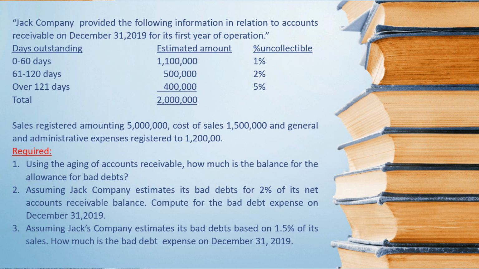Second requirement, assuming Jack Company estimates its bad debts for 2% of its net accounts receivable balance. Compute for the bad debt expense on December 31, 2019. Last requirement, assuming Jack's company estimates its bad debts based on 1.5% of its sales, how much is the bad debts expense on December 31, 2019?